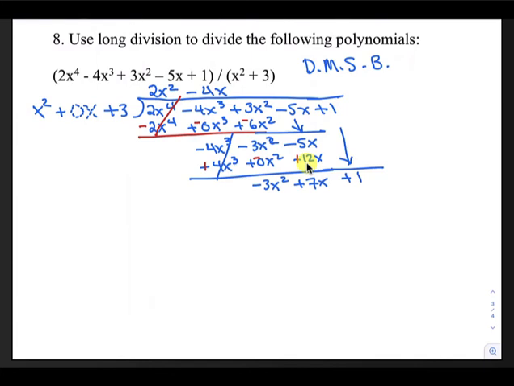Now we'll start the division over again. So now we're going to be dividing negative 3x squared by x squared. That result is going to be negative 3, which we put at the top. I will multiply negative 3 times the entire divisor. So negative 3 times x squared is going to be negative 3x squared.